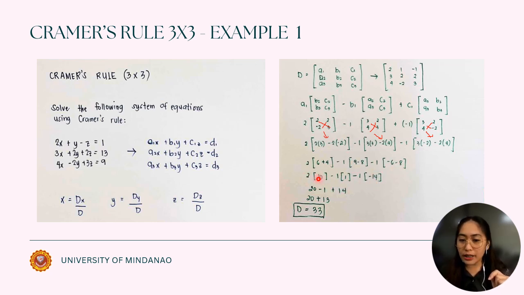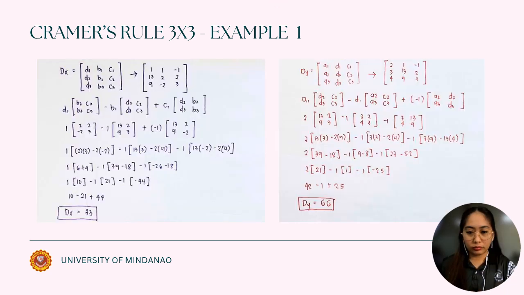So 2 times 10 here is 20. Negative 1 times 1 is negative 1. And lastly, negative 1 times negative 14 here is positive 14. So again, we simplify. 20 minus 1 plus 14. 20 plus 13 is just 33. So our D now is 33. And we know that it is not equal to 0, so we have unique solution. So we will get the D sub x, D sub y, and D sub z later on.